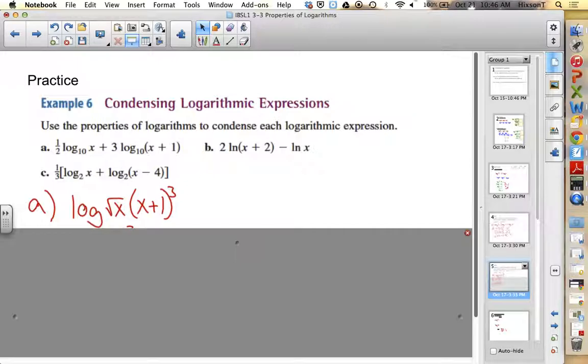And by the way, you don't have to write log base 10, because that's our common log. So I don't write the base unless I have to.